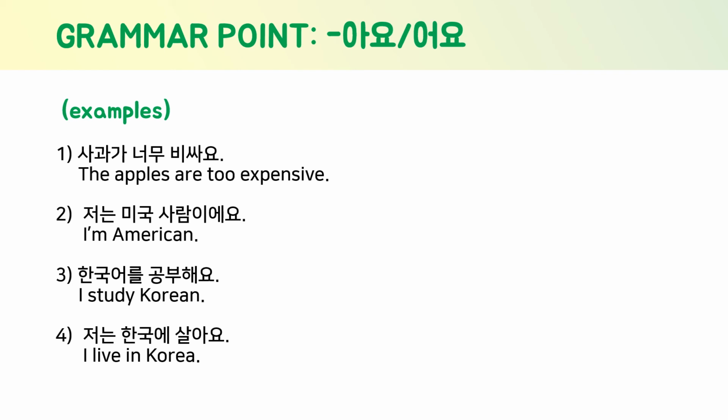For example, 사과가 너무 비싸요. Too expensive. From 비싸다. 저는 미국 사람이에요. I'm American. 사람이에요 is also from 이다, but this one is a little exception. And 한국어를 공부해요. So 공부하다, to study. 네, 저는 한국에 살아요. 살다, to live.